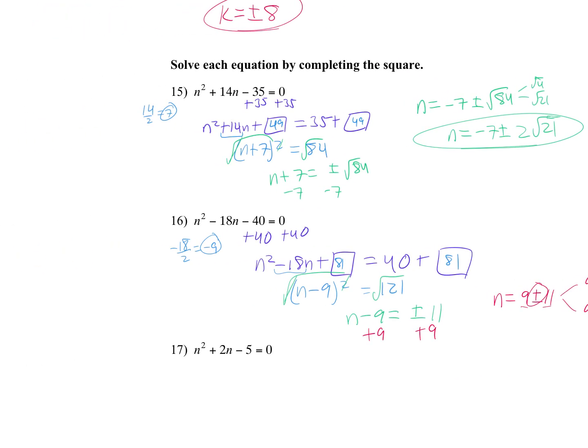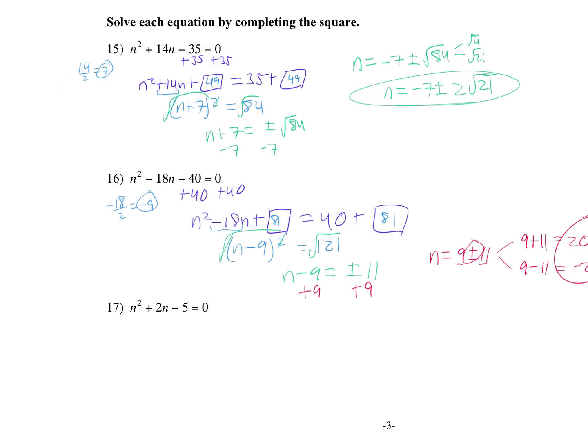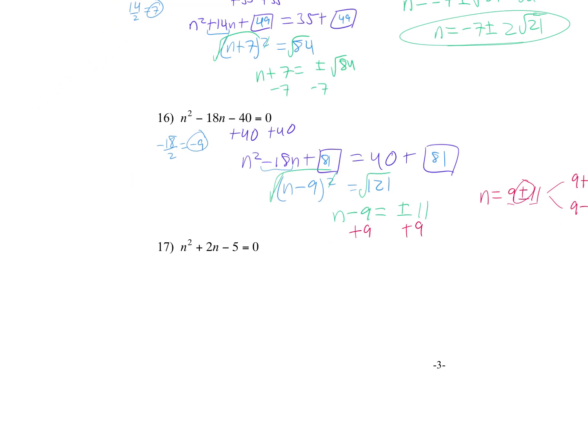Now, like I said, I don't know the details of how the quiz is going to be set up. If it says to solve, then solve using any method you want as long as it's from these three sections. Or no, from these two sections, right? Factoring, taking square roots, completing the square. But if it specifically says solve by completing the square, then you have to do it this way or you won't receive full credit. All right, let's keep going.